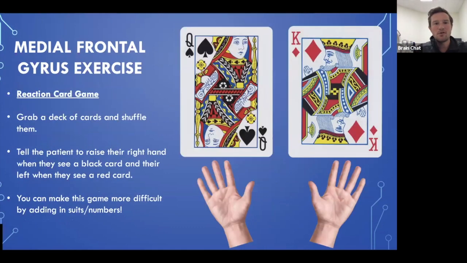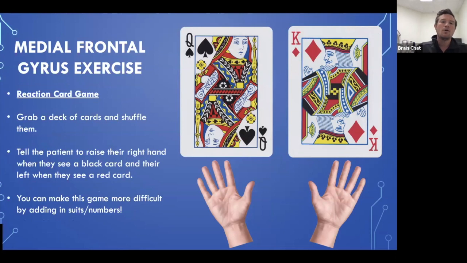I posted this before too. This is a fun one, the reaction card game. Grab a deck of cards and shuffle them. Tell the patient to raise their right hand when they see a black card and their left hand when they see a red card. They can't see the cards coming, and as soon as you flip them, they have to raise their hand. That'll be a little bit of right versus left as well, so parietal lobes.